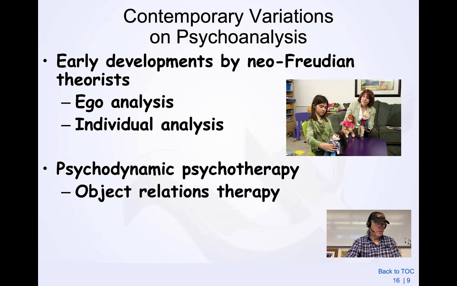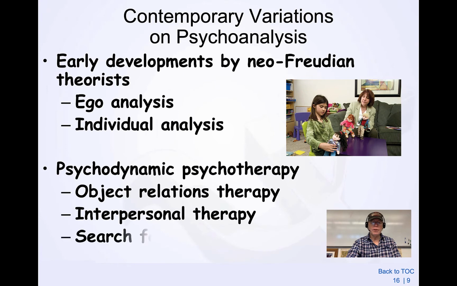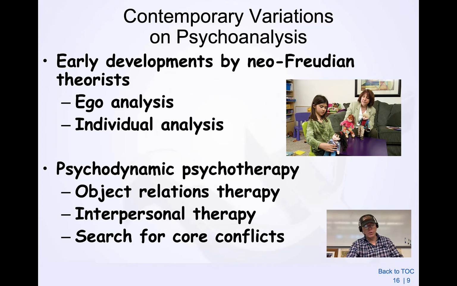Object relations therapy, interpersonal therapy, and the search for core conflicts. So in psychodynamic psychotherapy, you're trying to figure out what things or what people trigger those emotions, and what that object or person is connected to. You're trying to find out what is actually the core conflict that's causing this unwanted or undesirable behavior or feeling. All right, so that's pretty much a nutshell of the psychodynamic type of therapy.